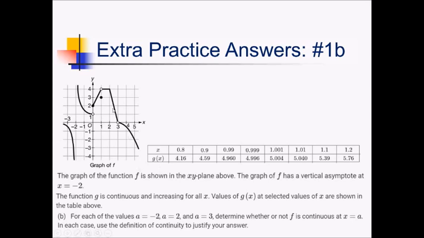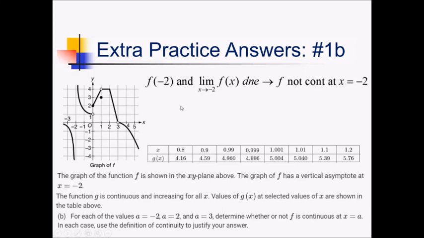-2, let's start with that one. At -2, that's where the vertical asymptote is. So at that value, both f(-2) and the limit as x approaches -2 are not defined, they do not exist. Therefore, by the definition of continuity, this function is not continuous at x equals -2.